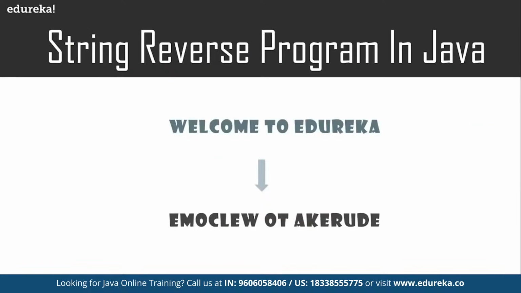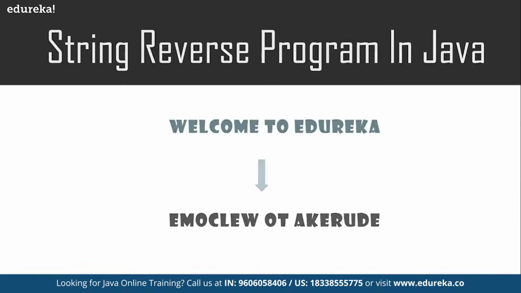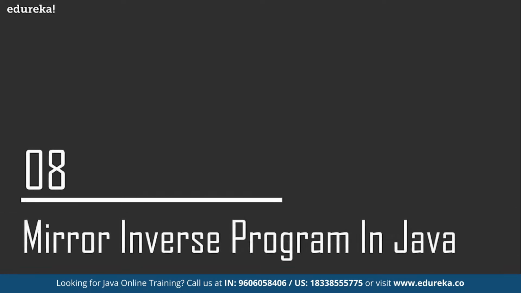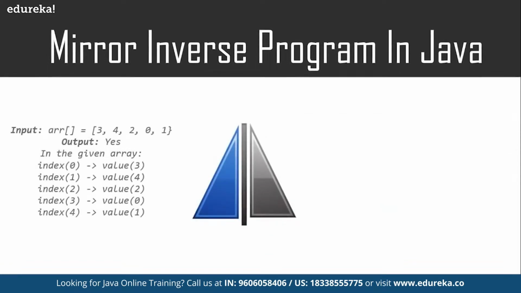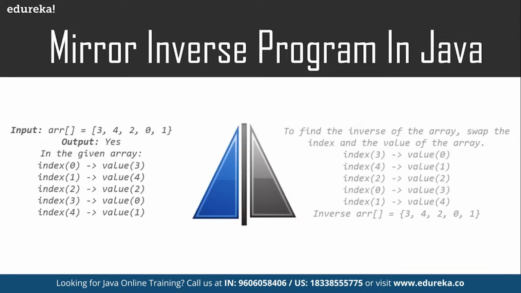Having understood this, now let's move further and see the last program in the list of basic Java programs, that is the mirror inverse program in Java. So whatever is there in this part, if you reverse it, it will be the same. Yes. So that is nothing but mirror inverse. It's nothing but an array is called mirror inverse if its inverse is equal to itself. Correct? So now let's write a program.